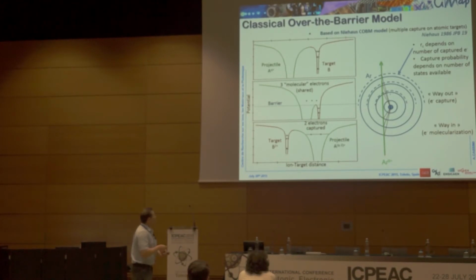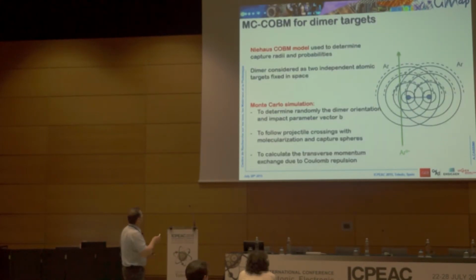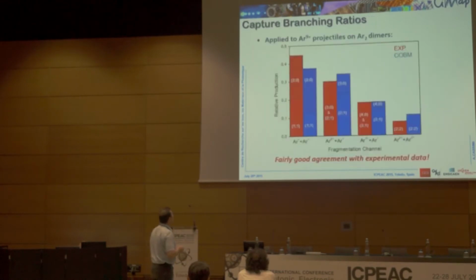So we did this kind of calculation, adding a Monte Carlo part to determine randomly the orientation of the dimer and the impact parameter vector, and to calculate the transverse momentum exchange due to Coulomb repulsion. But each atom has been treated as an atom. There is nothing molecular in the calculation. And this is what we got for the branching ratio, and the agreement is quite nice, even for the asymmetric to symmetric branching ratio. We have fairly good agreement.